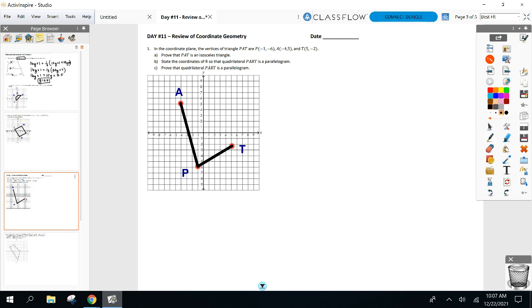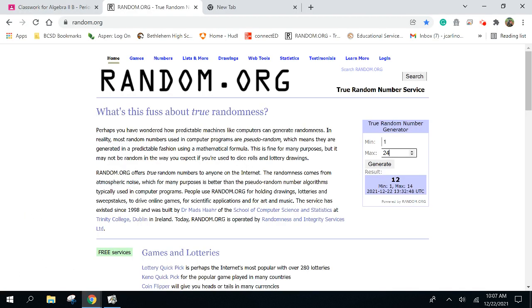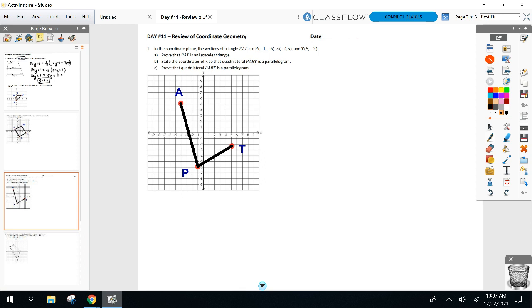What do you know about an isosceles triangle first? What's so great about it? What one big fact? Two sides are equal. So that's what you need to show me right now.